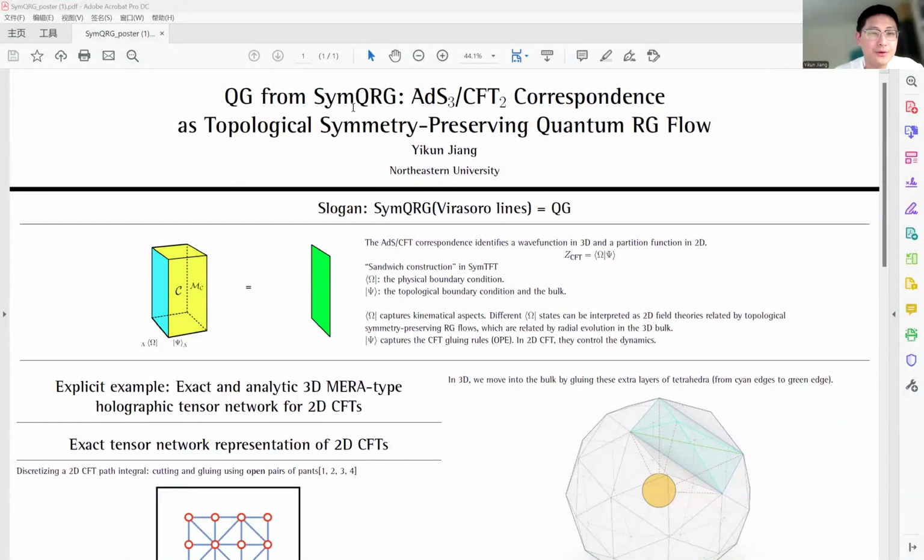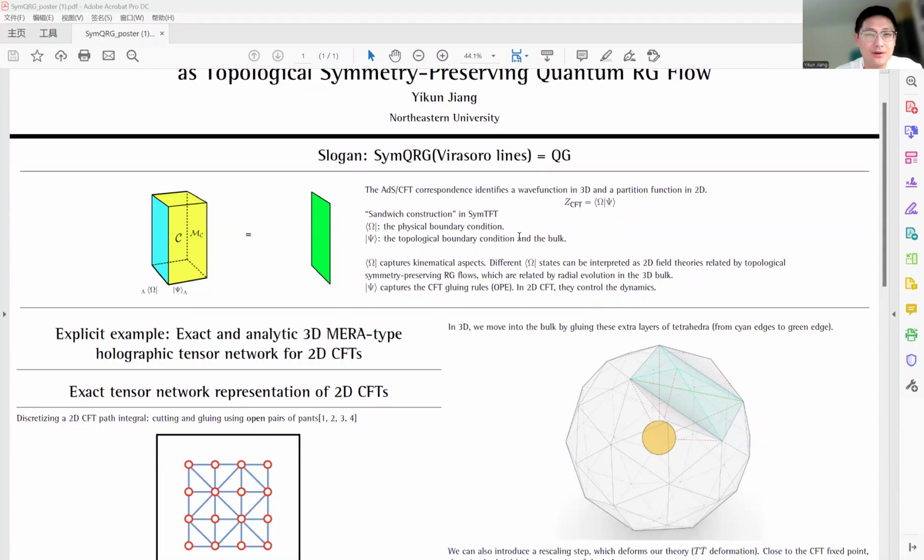I want to introduce to you this framework we call QG from SymQRG, aiming to understand the AdS3/CFT2 correspondence from generalized symmetries. The proposal is that the AdS/CFT correspondence actually identifies a wave function in 3D, which is the Wheeler-DeWitt wave function, with partition functions in 2D. At a fixed point, this is the CFT partition function, and it can be written as a bra and a cat overlap. This comes from the sandwich construction in generalized symmetries.